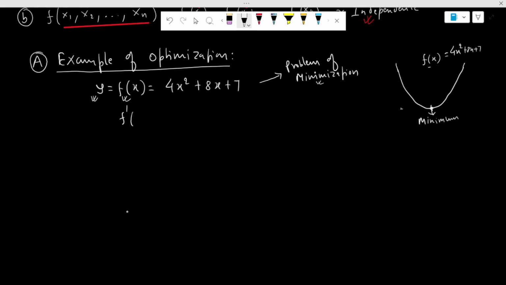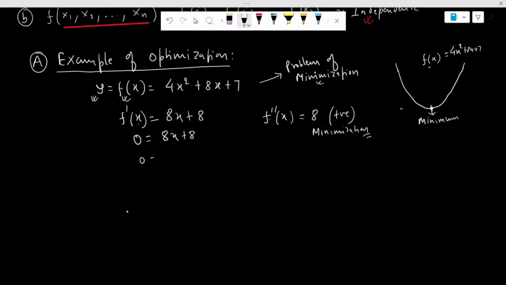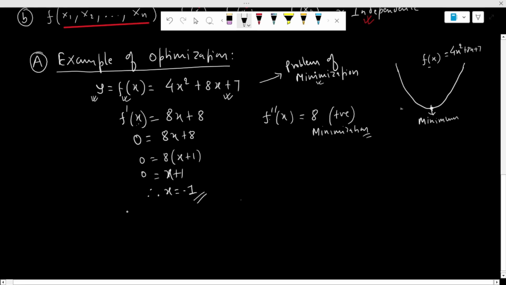Let us take the first order derivative. I'm assuming that we know how to calculate the derivative. Let us again take the second order derivative, which is equivalent to taking the derivative of this first order derivative. As this value is positive, this is the case of minimization. Now in order to find the value of x that minimizes this function, we must set the first order derivative to 0. If we take it common, we are left with x plus 1. So the function x squared plus 8x plus 7 is minimized by x equal to minus 1.